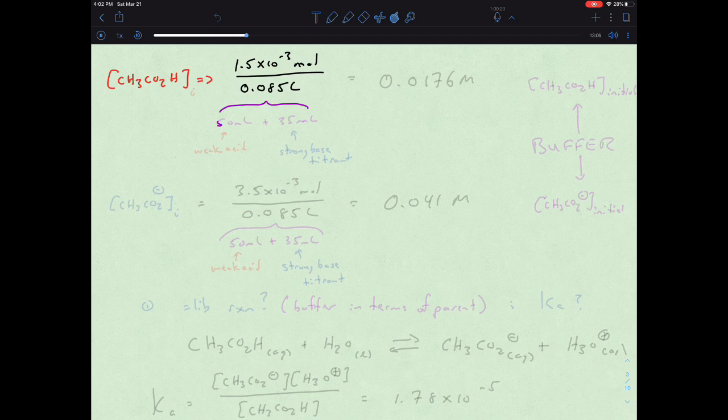Remember, this comes from the 50 milliliters plus now the 35 milliliters that we've added, right? Where we have our 50 milliliters of the weak acid that we've added, and now we've added 35 milliliters of the strong base. And so our new concentration of acetic acid is 0.0176 molar.